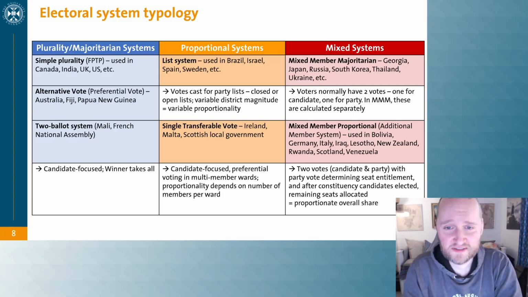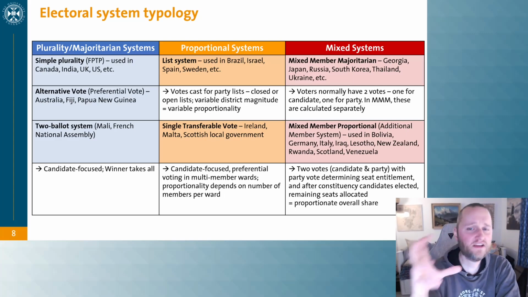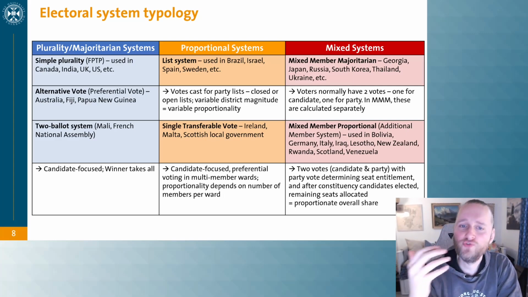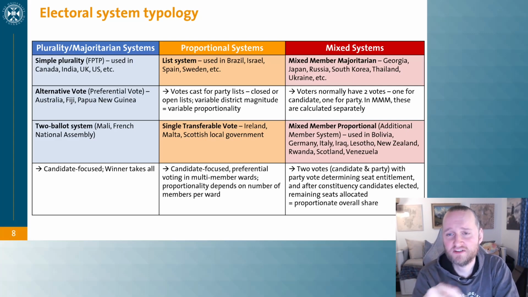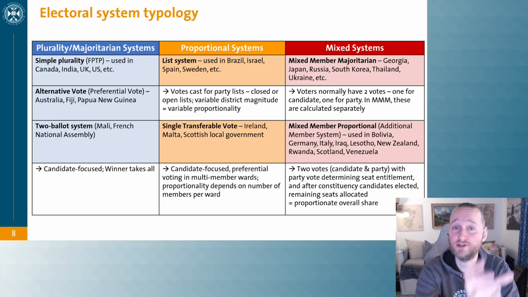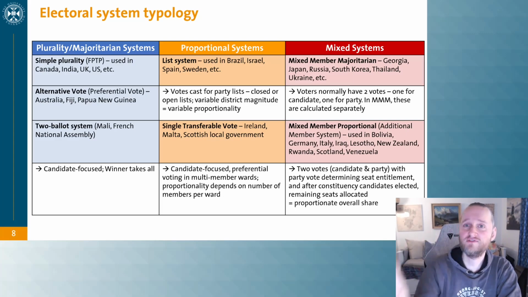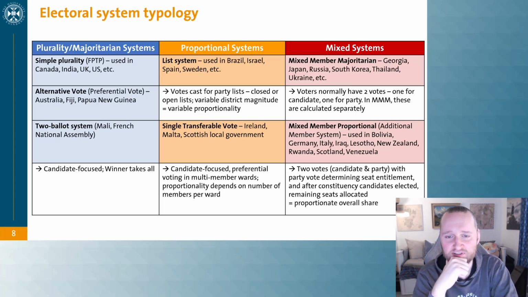You have then proportional systems on the other side of the spectrum. They can work in a variety of different ways. Normally they work on a list system. So this is what's used in places like Brazil, Israel, or Sweden, where you can vote for party lists. So you essentially say, I want to give my vote to everyone who's on the list of the Conservative Party, for example. And the district magnitudes can vary, of course, so how many people each district sends to parliament can vary. But there is an attempt, at least, at translating the share of the votes that you get into the share of seats in parliament that your party receives.